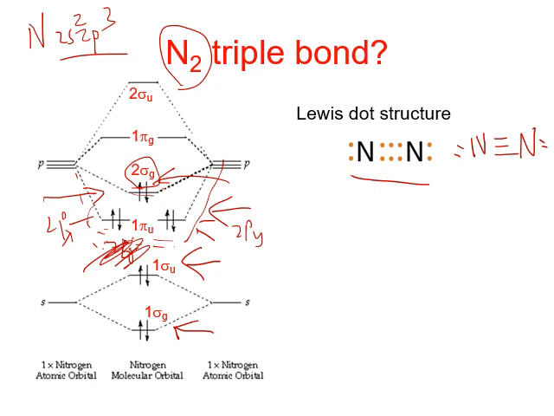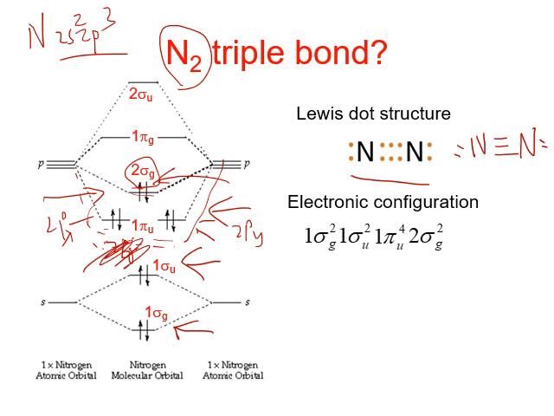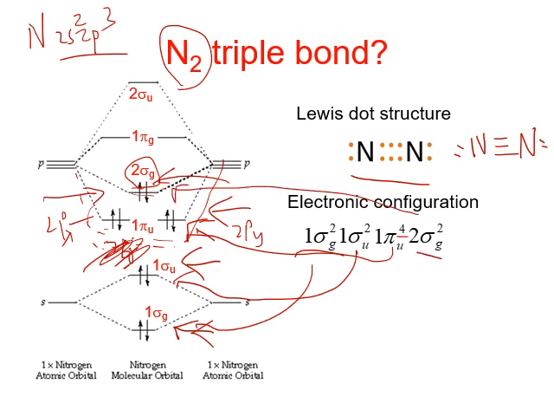If you count, that's 10 electrons, and we can write the electronic configuration just like atoms. You start from the lowest energy level: 1 sigma g, 2 electrons; 1 sigma u, 2 electrons; 1 pi u, you can fill 4 electrons because you have 2 degenerate molecular orbitals; and then 2 sigma g, 2 electrons. So just from this, you can see 2 sigma g and 2 sigma u cancel each other, right?